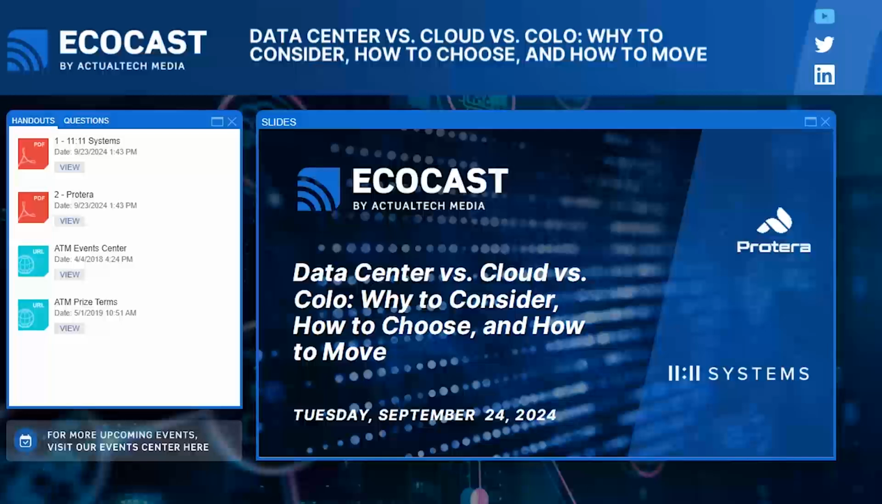It is time to dive in on today's topic: data center versus cloud versus colo. What to consider, how to choose, and how to move. For the past 15 years, the big momentum in new applications and migrations has been toward the cloud. As nearly every organization has become very sophisticated about the cloud, that momentum is actually changing. There's an increasing focus on putting data and applications in the right place, which is often cloud, but can also be your own data center or in a co-location facility. Luckily, we have expert presenters from 1111 Systems and Proterra to help guide us in this important conversation today.